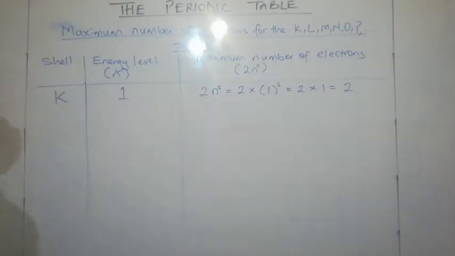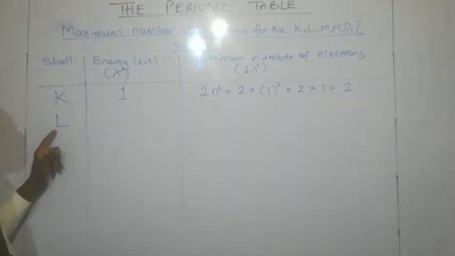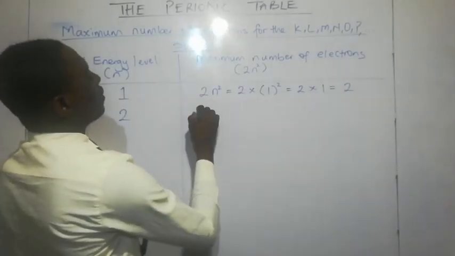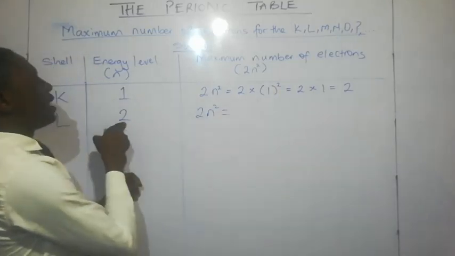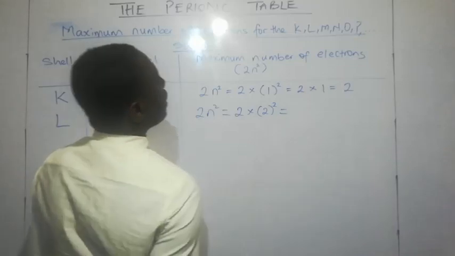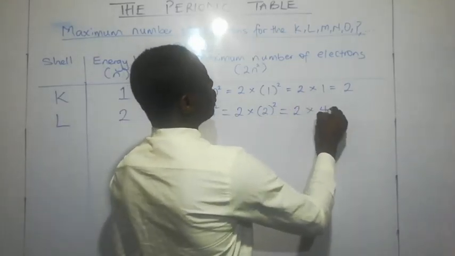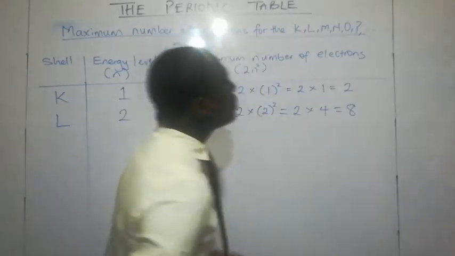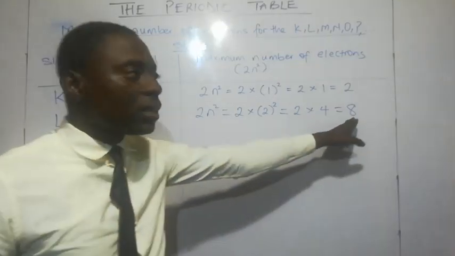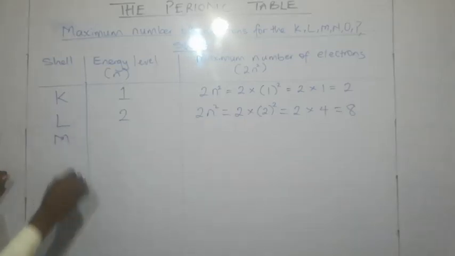Now, let us go to the next shell, the L shell. Since L is number 2, the energy level is 2. Following the formula, I have 2n squared, but this time my n is 2. So I'm going to write 2 times 2 raised to power 2. What's 2 raised to power 2? That's 4. So that's 2 times 4, and that gives me 8. So the maximum number of electrons that can stay on the L shell is 8. Then we'll go to the next one, which is the M shell.